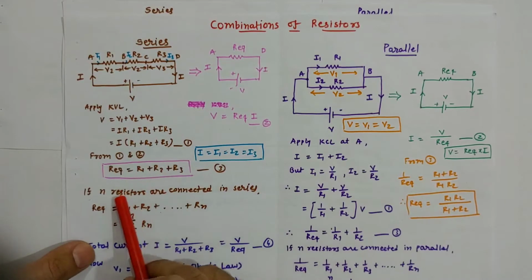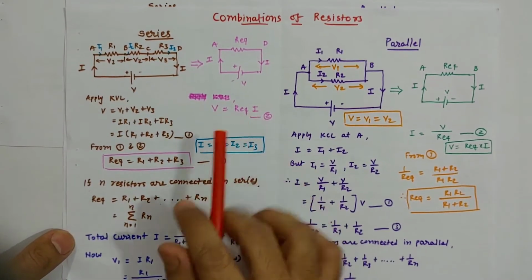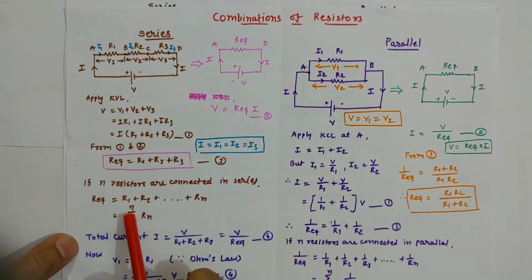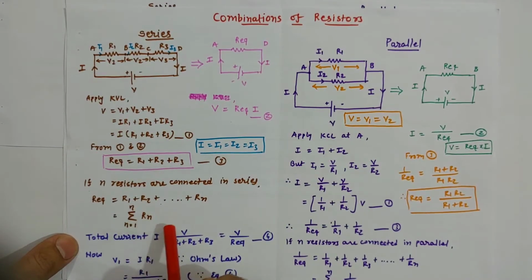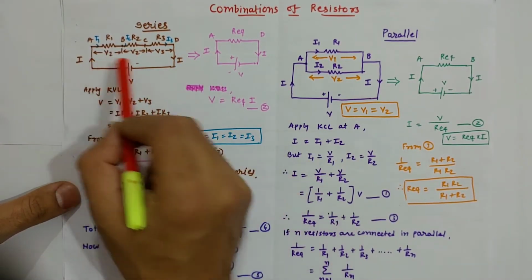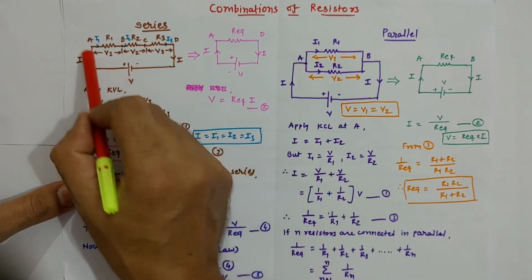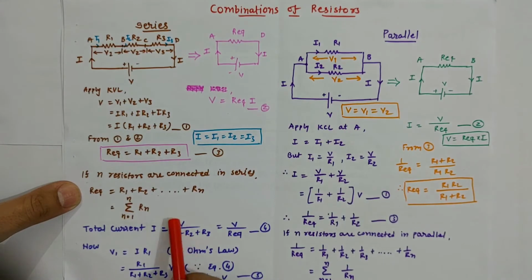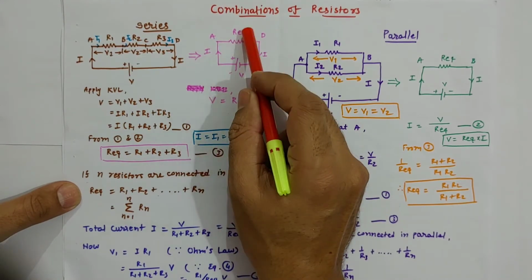So if we are having n number of resistors connected in series, we will get the equivalent value of the resistors. R equivalent is equal to R1 plus R2 plus R3 up to Rn. We can write sigma n is equal to 1 to n Rn. So if the total current flowing in the circuit is I, we can get the value of the total current. For this circuit diagram, it would be V divided by total resistors. That's why V divided by R1 plus R2 plus R3, and for this circuit diagram we have V divided by R equivalent.